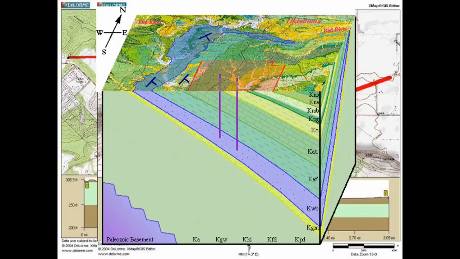Let's say the purple layer, or KWB, is oil-bearing. Now you can tell exactly how deep you would need to drill the wells to get to this layer and to recover the treasures of the earth.